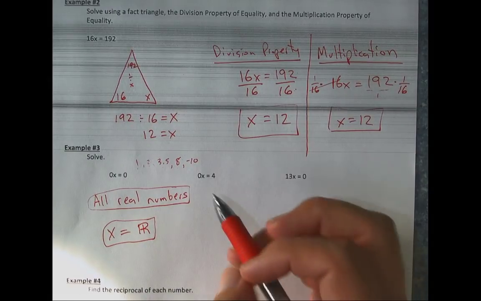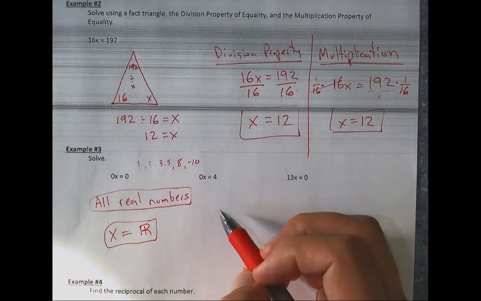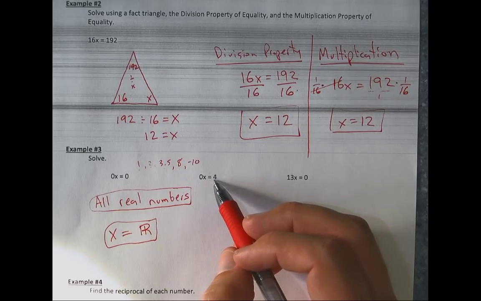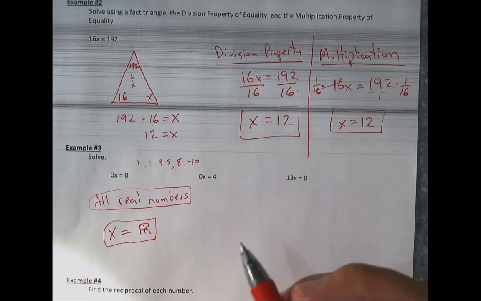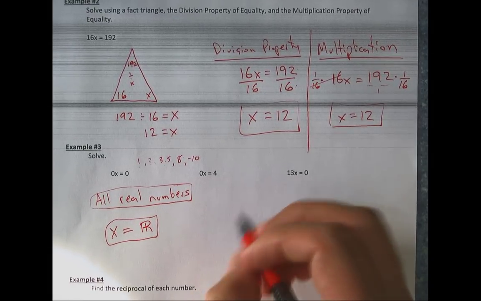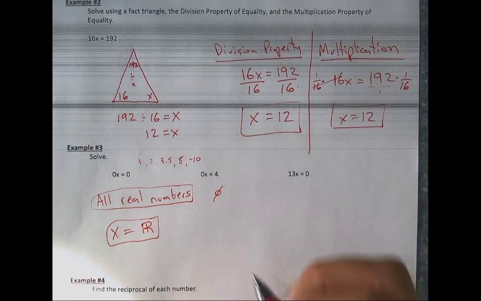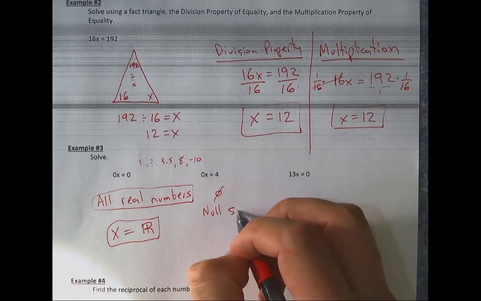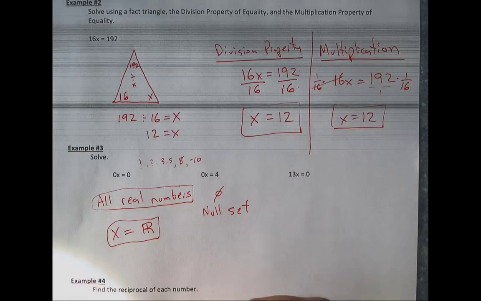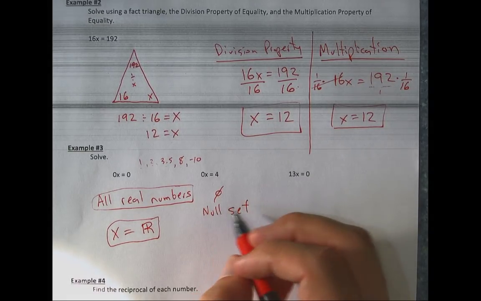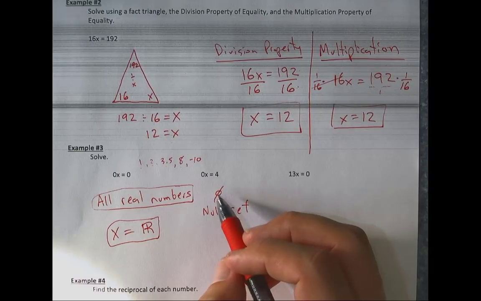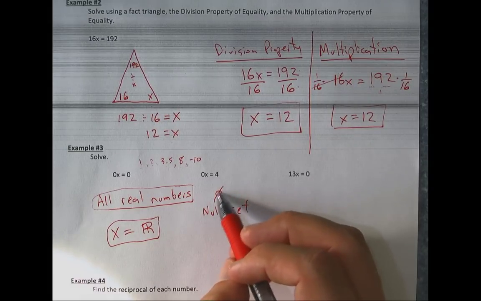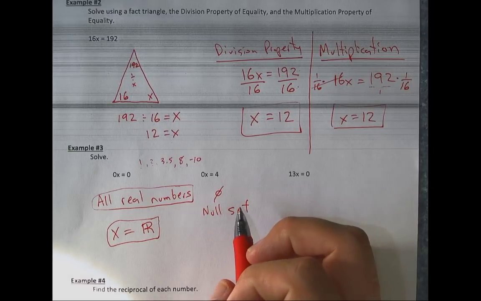Now, what about this one? 0 times something equals 4. Can 0 times anything ever equal 4? And the answer is no. So this is represented by a 0 with a slash through it, sometimes called the null set. That's what this symbol actually represents. Basically, there's no answer. You must put the slash, because if you put 0, 0 times 0 is not 4. So the 0 with the slash basically means that there is no answer.